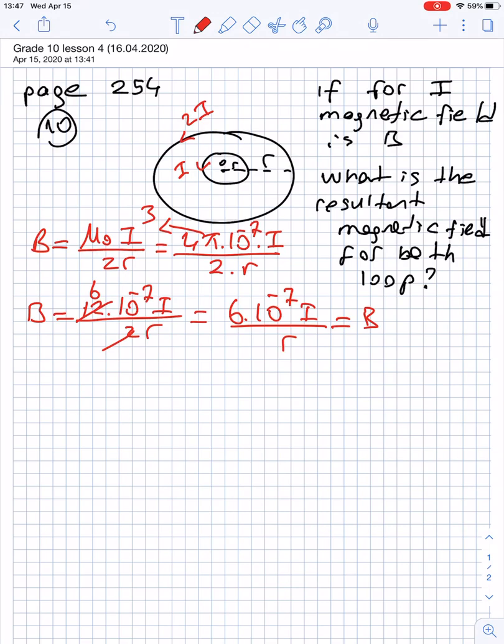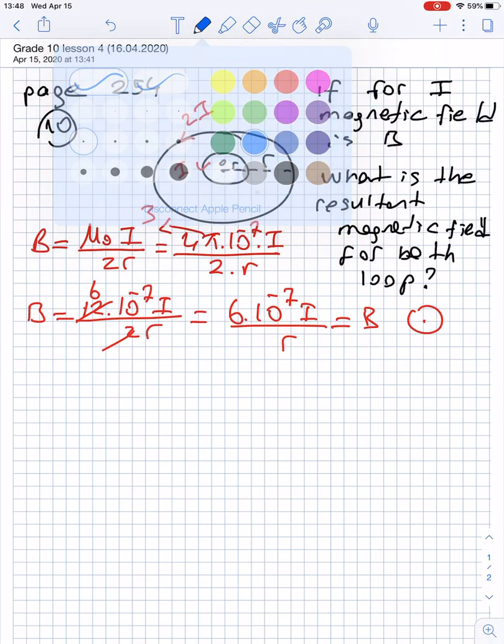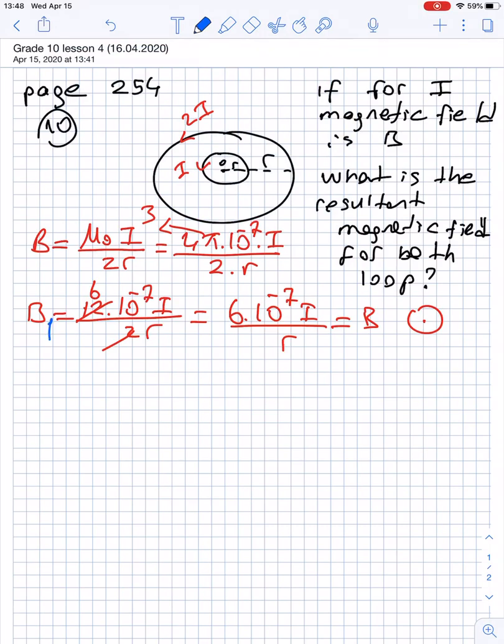Okay, how can we find the direction of the magnetic field? My fingertips show the direction of the current, and my thumb shows out of the page. The out of the page symbol is this one. Okay, for the second loop, this is B1, this is B2.